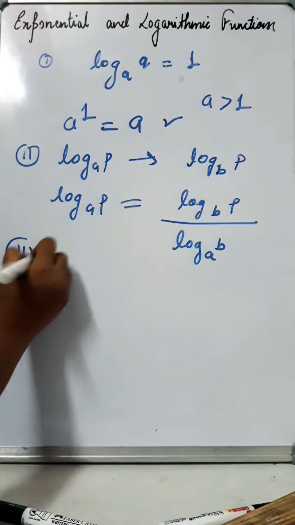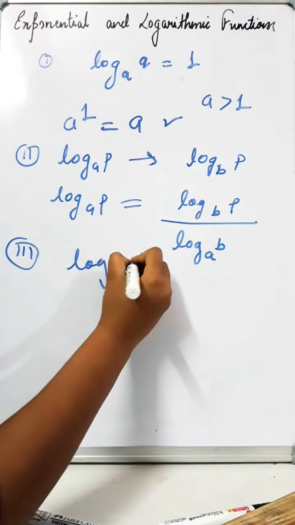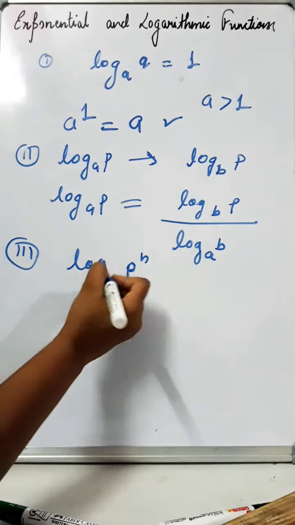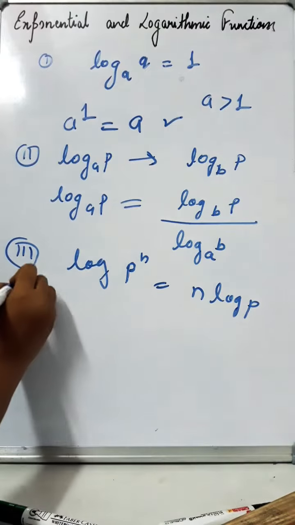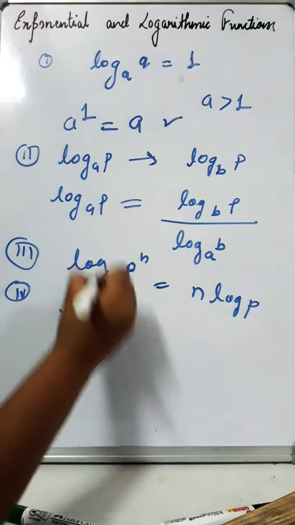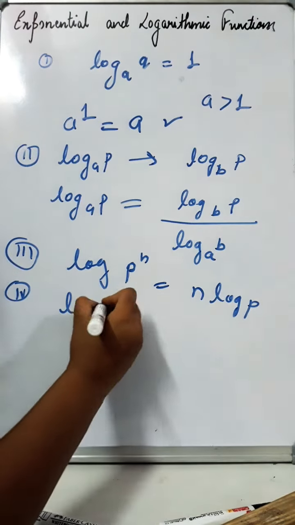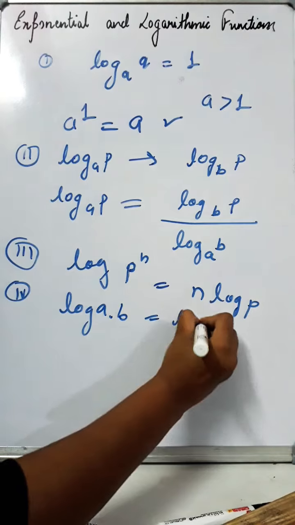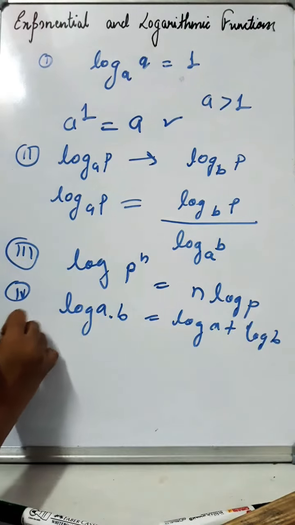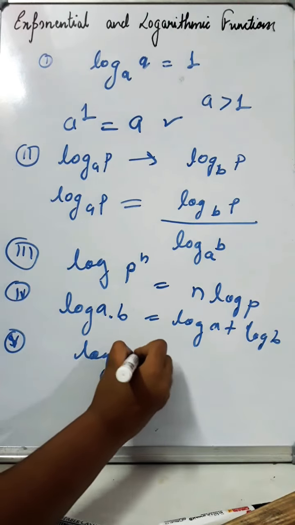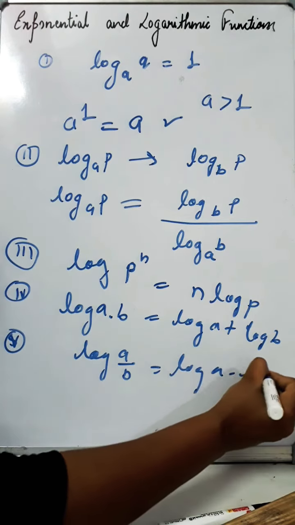Third and general property that you already know, if it is log p to the power n, in this case you already know it is equal to n log p. Fourth property, this is also a general property, log of a into b is equal to log a plus log b. And fifth property, log a upon b is equal to log a minus log b.